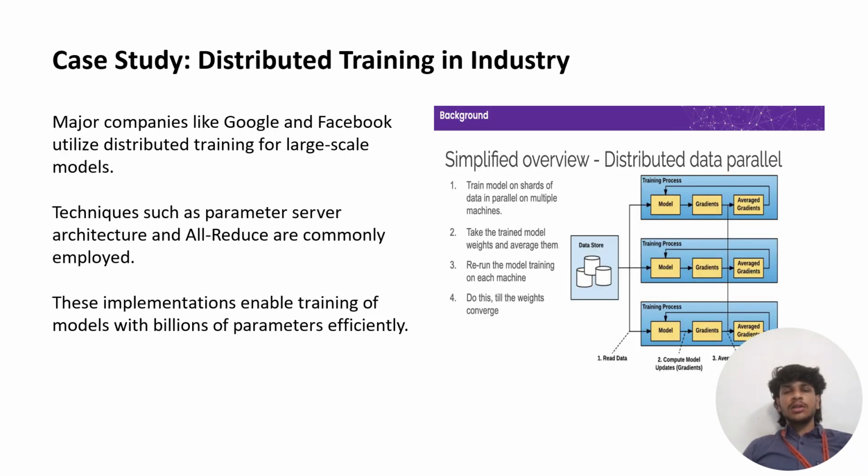Case study: distributed training in industry. Major companies like Google and Facebook utilize distributed training for large scale models. Techniques such as parameter server architecture and all-reduce are commonly employed. These implementations enable training of models with billions of parameters efficiently.